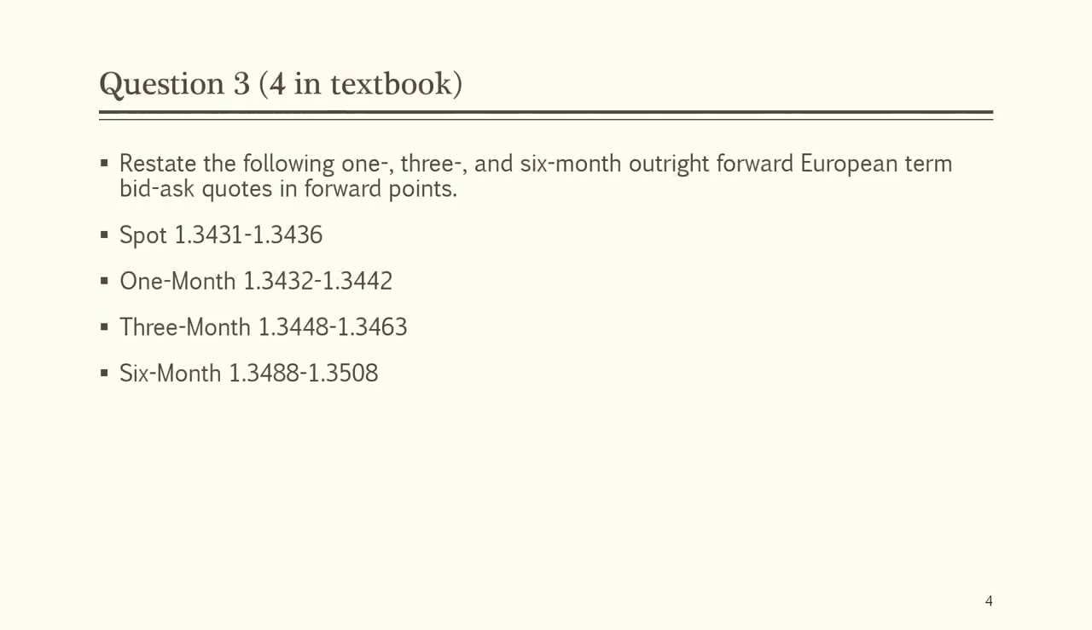With question 3, this is essentially question 4 in the textbook. This is quite a straightforward question. We're given the exchange rate between the euro and the USD for the spot market, as well as for 3 different forward contracts. What we are asked to calculate here is, from the outright forward rate, we need to convert it into the forward points. What do we mean by forward points? It's basically the difference between your forward rate and your spot rate.